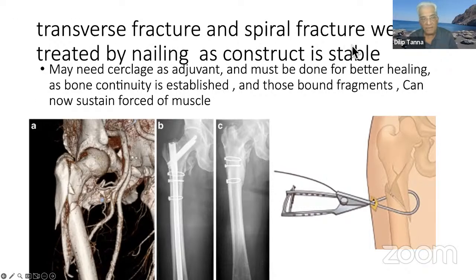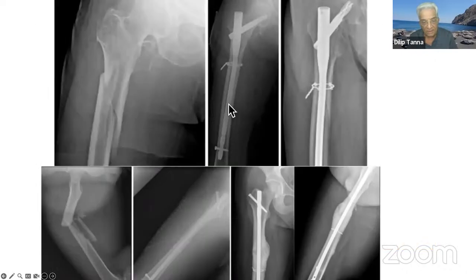So transverse fracture and a spiral fracture are well treated by nailing, as the construct is stable. May not need cerclage as adjuvant, but it must be done for better healing as bone continuity is established. And this bound fragments together can now sustain the forces of the muscle. But this femoral artery which is passing by, you have got to be careful before you do the cerclage. I'll come to that a little later. Such oblique fractures or slightly spiral fractures are better treated with the cerclage and the nail. Then I think the healing is hardly ever an issue and you will be able to get things going perfectly well.